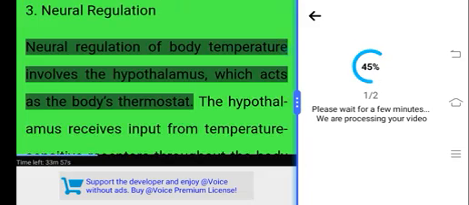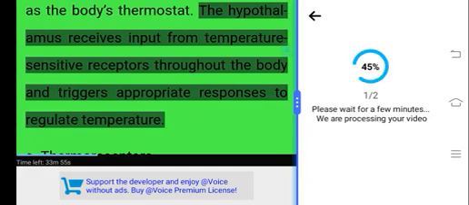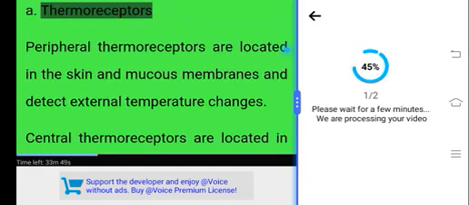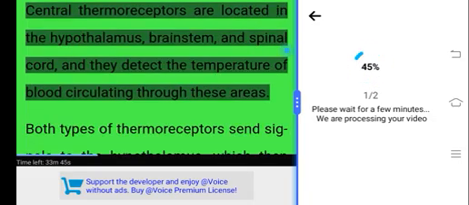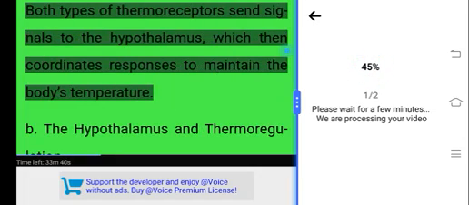3. Neural regulation. Neural regulation of body temperature involves the hypothalamus, which acts as the body's thermostat. The hypothalamus receives input from temperature-sensitive receptors throughout the body and triggers appropriate responses to regulate temperature. A. Thermoreceptors. Peripheral thermoreceptors are located in the skin and mucous membranes and detect external temperature changes. Central thermoreceptors are located in the hypothalamus, brainstem, and spinal cord, and they detect the temperature of blood circulating through these areas. Both types of thermoreceptors send signals to the hypothalamus, which then coordinates responses to maintain the body's temperature.